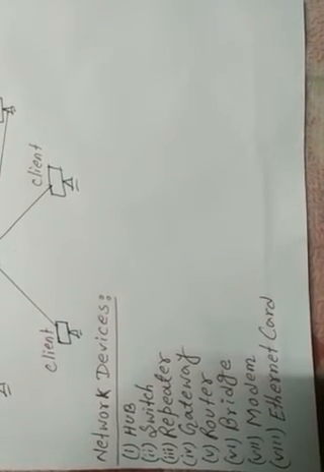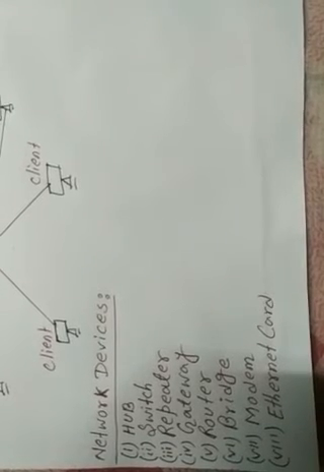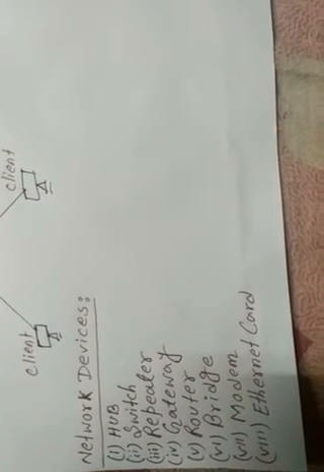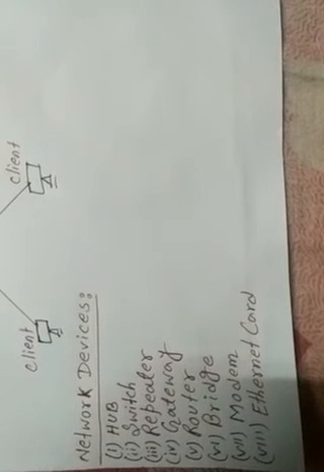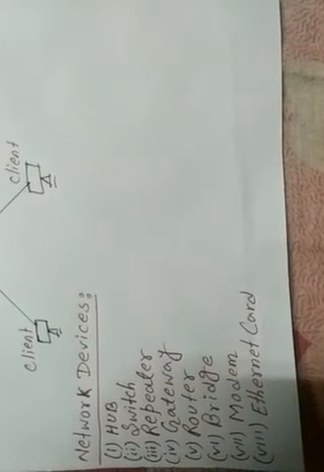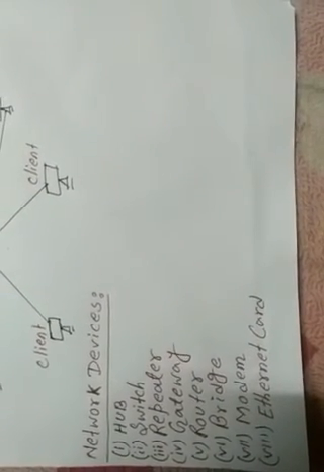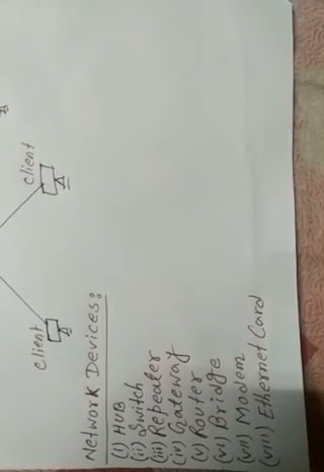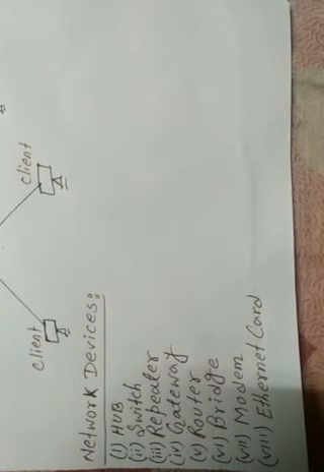What are the differences between switch and router? Switch forwarding decisions are taken by MAC addresses, whereas router forwarding decisions are taken by IP addresses. MAC address is the physical address of a computer in the network system. IP stands for Internet Protocol, which is the logical address of a computer connected to the internet. Second point, switch is a LAN device, whereas router is a LAN and MAN device.